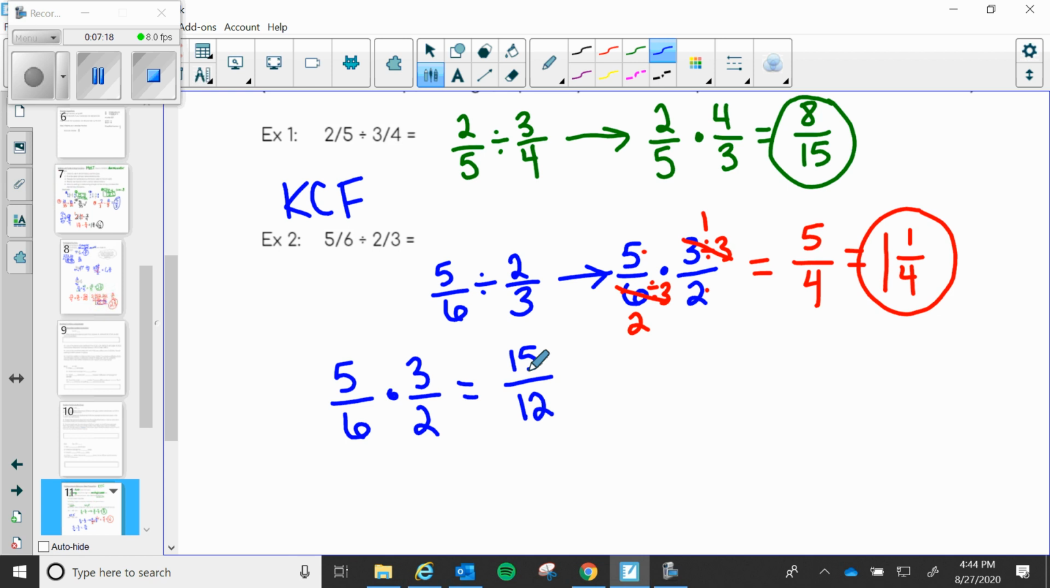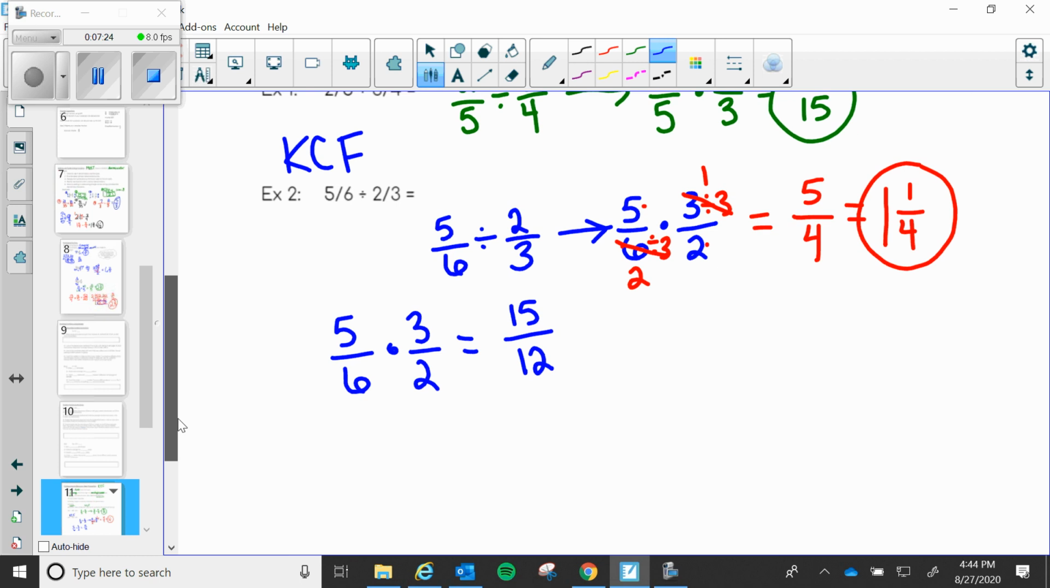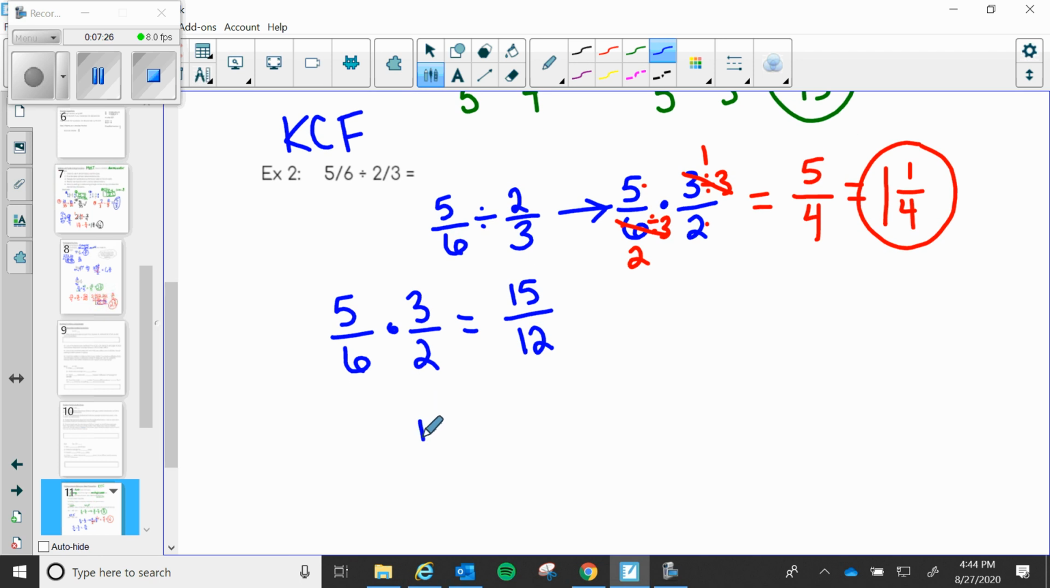And then you have to simplify. I like to simplify by using GCF. So I'm going to set up a ladder and put those in my ladder. 15 and 12. Here's my ladder. Find a common factor that goes into both of them. In this case, 3 is a common factor. 15 divided by 3 is 5. 12 divided by 3 is 4. And we can't go any farther.